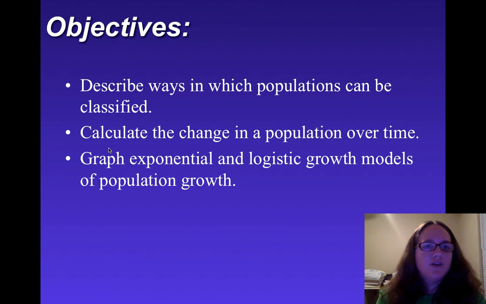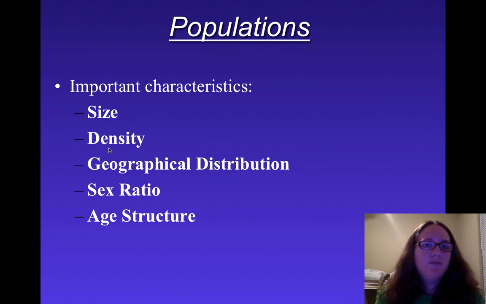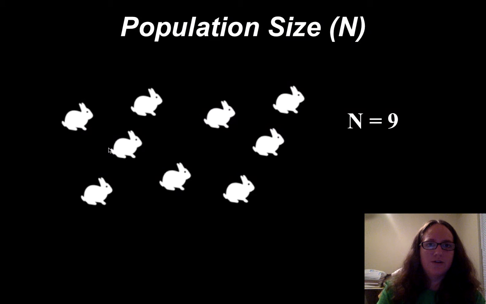So after watching the video, you should be able to describe ways in which population can be classified, calculate the change in the population over time, and graph exponential and logistic growth models of population growth. So populations can have different characteristics. They can be different sizes, densities, geographically distributed, sex ratios, and age structure. So we're going to talk about each one as we go through.